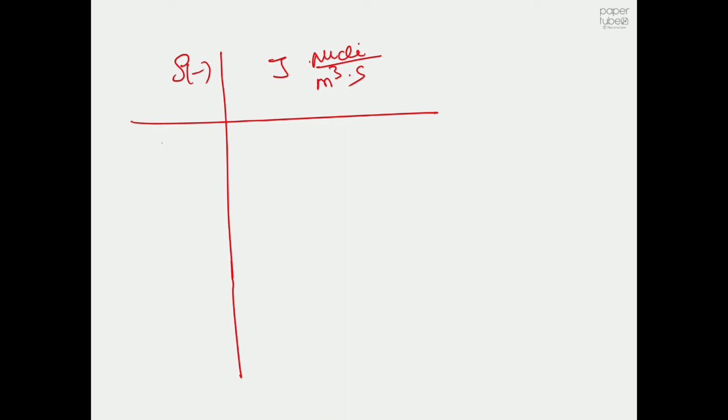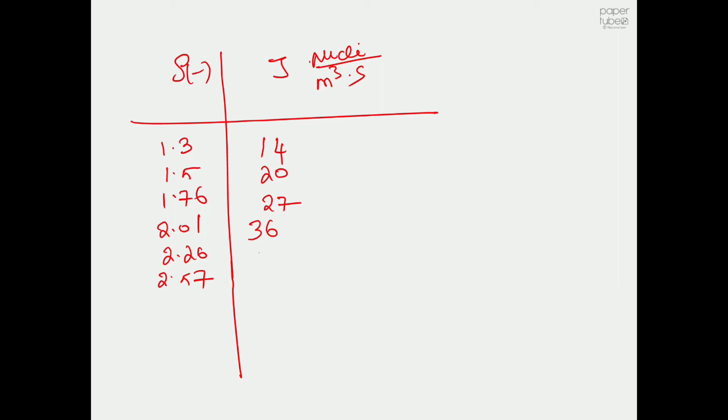Supersaturation is 1.3, 1.5, 1.76, 2.01, 2.26, and then 2.57. The J values that we calculated are 14, 20, 27, 36, 99, 120. Normally this value will be an integer, so don't forget that.